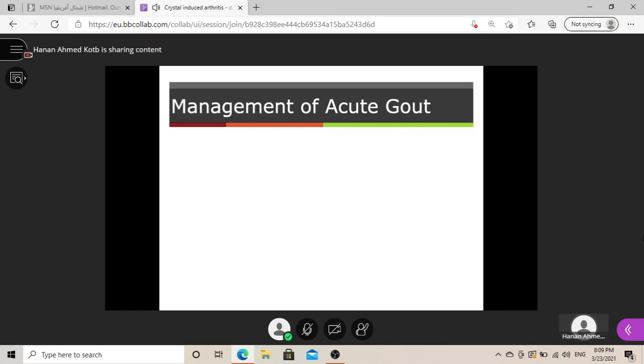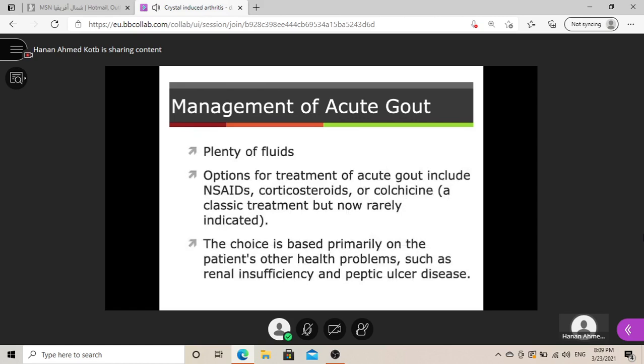طيب أنا هختار للعيان بتاعي إزاي؟ The choice usually depends on the patient's condition. Depends on the other comorbidities of the patient. Okay? أول حاجة هنقول للpatient plenty of fluids. We have options for treatment of acute gout that include non-steroidals, corticosteroids, or colchicine. وقلنا colchicine is a classic treatment but now rarely indicated for treatment or management of acute gout. لكن ليه مكان هنقوله كمان شوية اللي هو في management of acute flares.